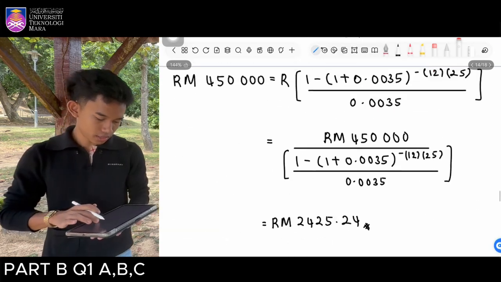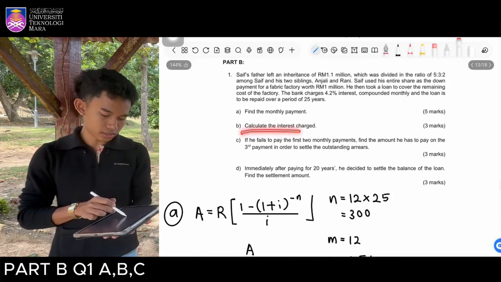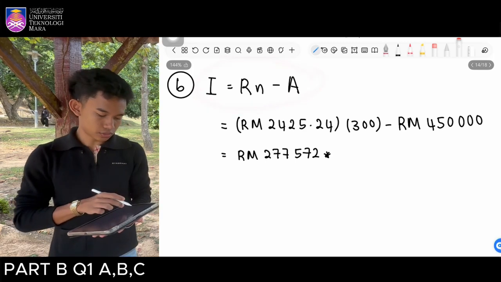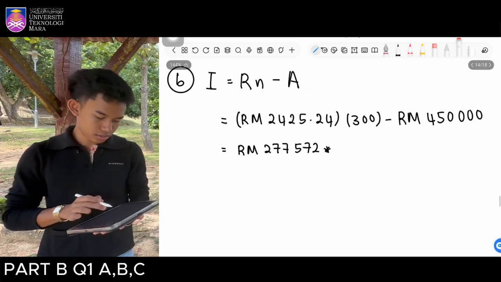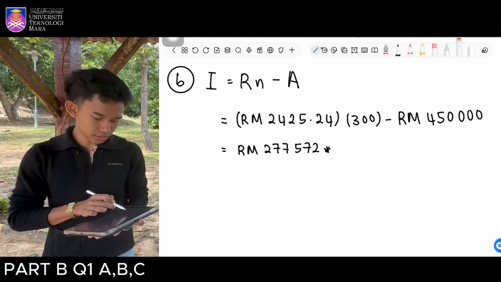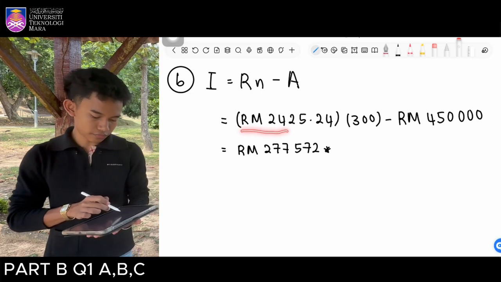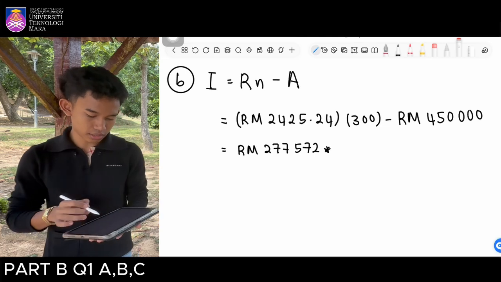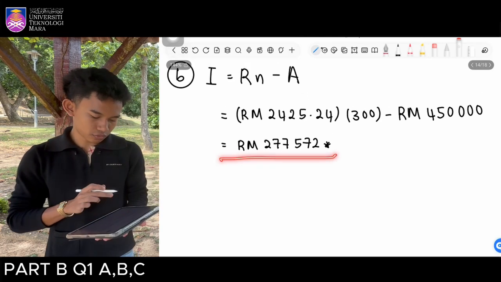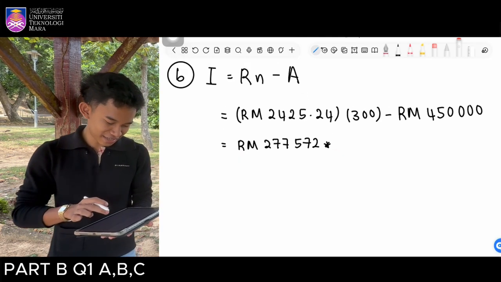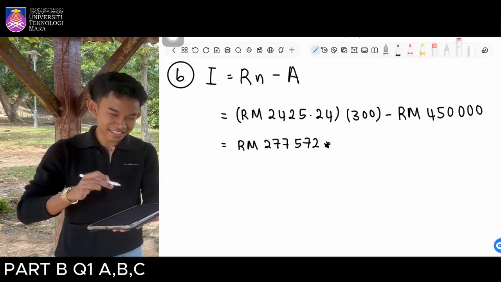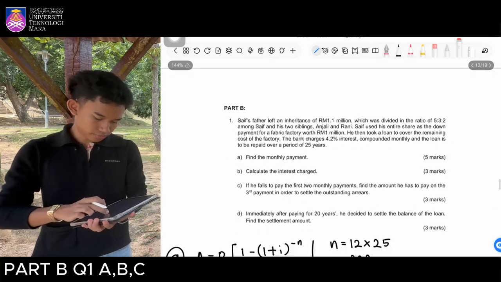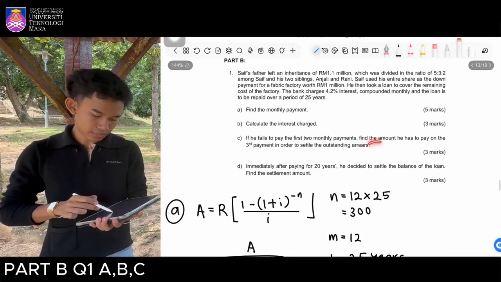Next, for B, we need to calculate the interest charge. I will use this formula, which is I equals Rn minus A. The information given will be RM 2,425.24 times 300 minus RM 450,000. The final answer will be RM 277,572.